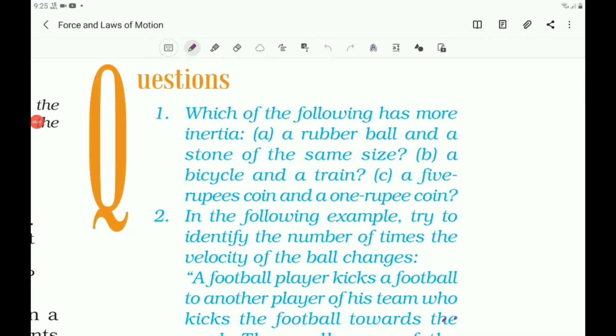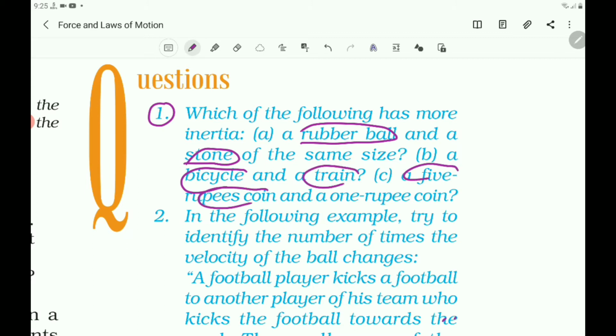Dear children, let us continue the chapter Force and Laws of Motion. In the text there are some questions in between the lesson. Now let us discuss one by one. The first question is, which of the following has more inertia? A. A rubber ball and a stone of the same size. Second, a bicycle and a train. Third, a 5 rupee coin and a 1 rupee coin.